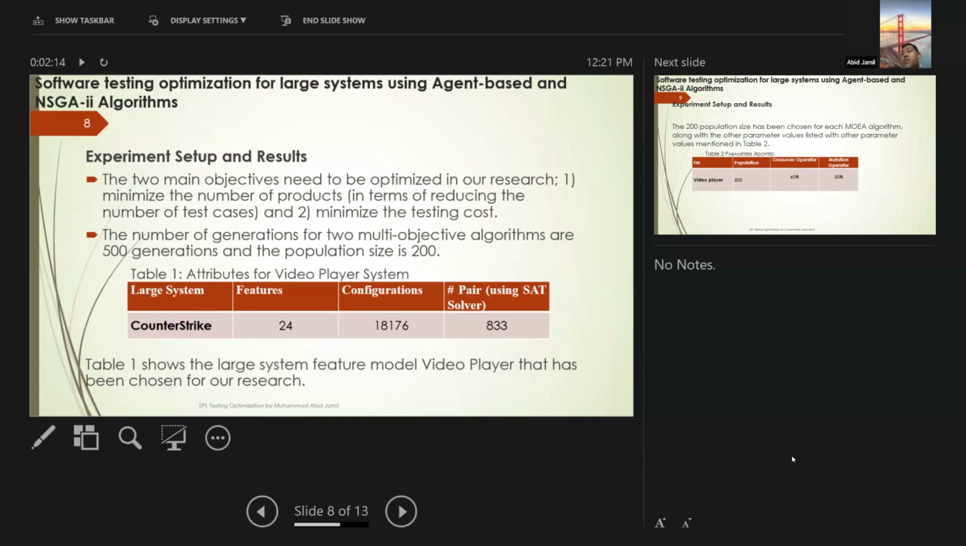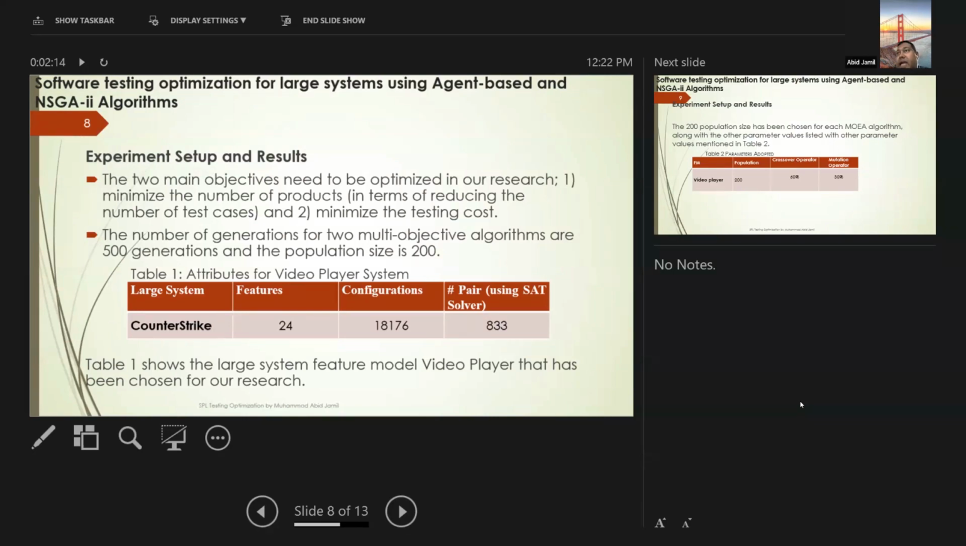Here we select a video player system with this number of features and configurations. And what is the SAT solver doing? It is basically creating the number of pairs.